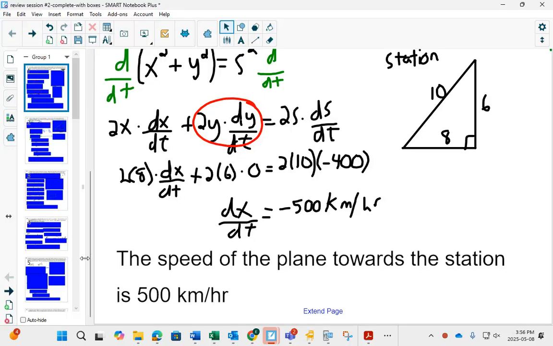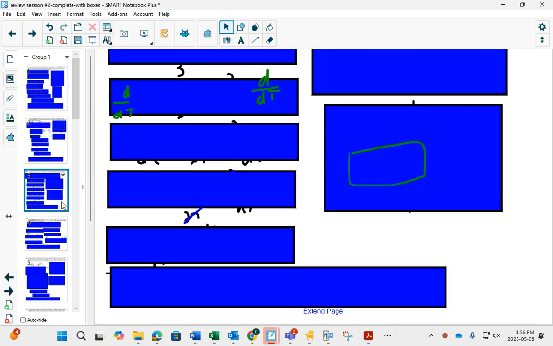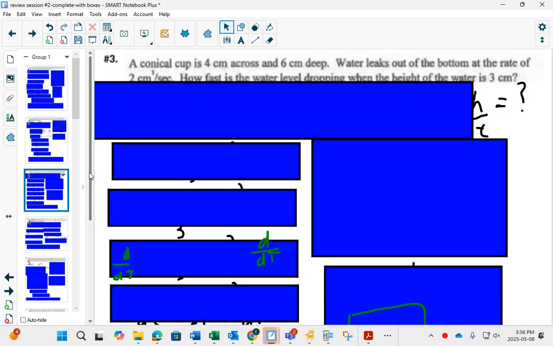All right, I did want to go over question 3. A conical cup is 4 centimeters across and 6 centimeters deep, and water leaks out the bottom at a rate of 2 centimeters cubed per second. How fast is the water level dropping when the height is 3 centimeters?